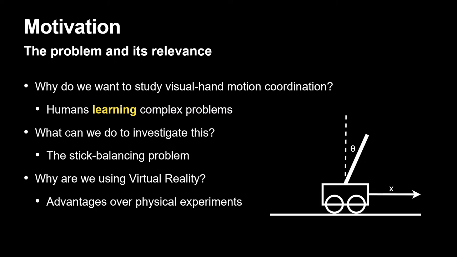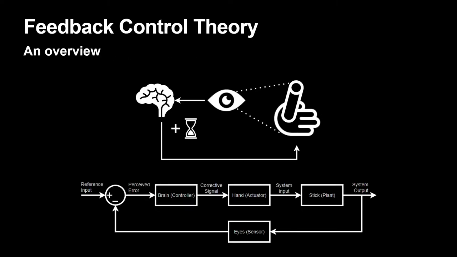And we would like a system that would help us investigate this. So what we want to try and do with the help of VR, we'll get to that later, is this experiment, essentially. We have a pole being balanced on a palm. The eyes are perceiving that. The eyes pass that data along to the brain through the optic nerve. And there is a time delay from the brain to the hand in which it provides a corrective control action.